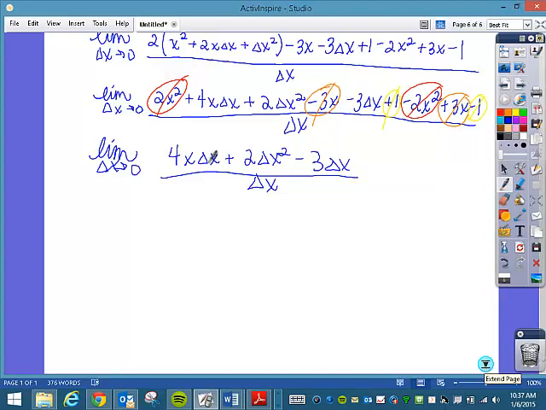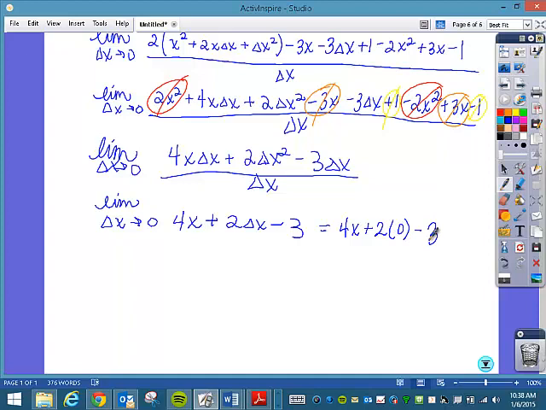So just like last time, I have a delta x in each of the terms in my numerator, so I can divide each of them by delta x. I can cancel out a delta x from each of those terms, eliminating it from my denominator. So I have the limit as delta x approaches 0. 4x delta x over delta x is just 4x. 2 delta x squared over delta x is just 2 delta x. And minus 3 delta x over delta x is just negative 3. So now I don't have to worry about having a 0 in my denominator. I can just go plug 0 in for delta x to get 4x plus 2 times 0 minus 3, which is 4x minus 3.